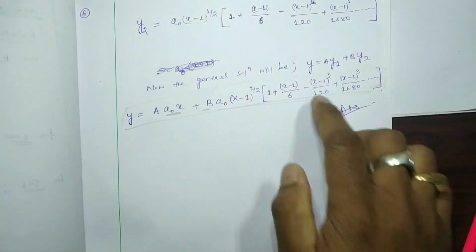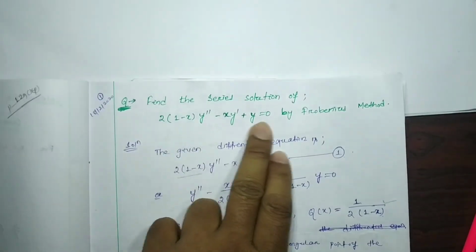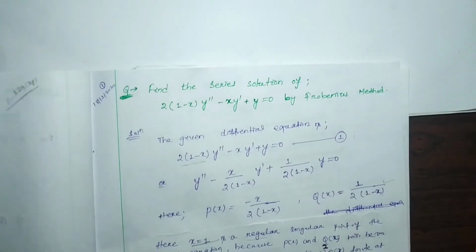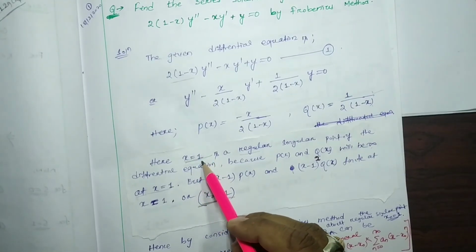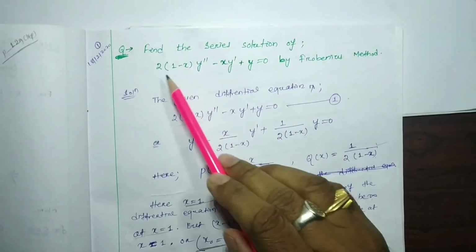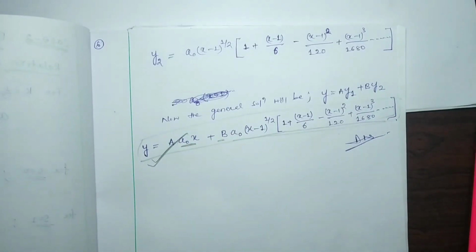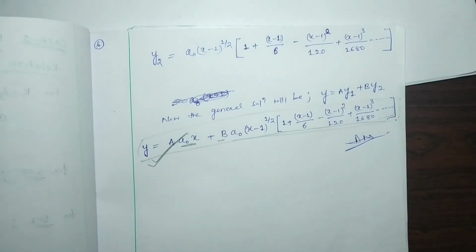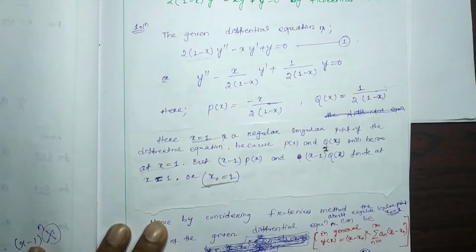Power series solution of the differential equation, what? This one, of the differential equation having the regular singular point 1, or about the regular singular point 1. The power series solution using Frobenius method of this differential equation is this one. Okay, so go through this video properly, write down the note perfectly.